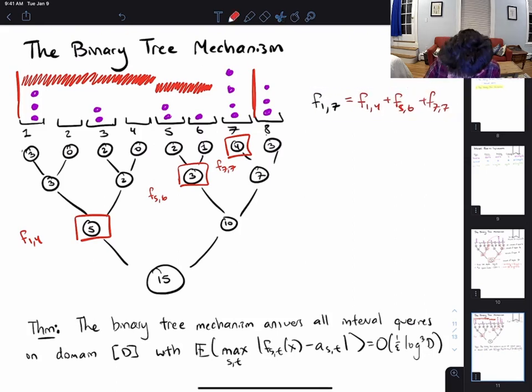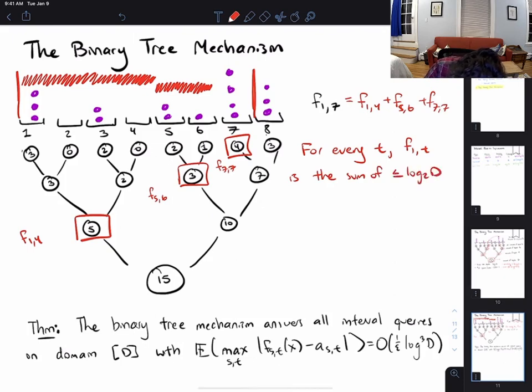All right, more generally, here's a key fact. For every t, f1 through t is the sum of at most log d queries in the tree. So, at most log d queries in the tree. All right, and this is like the key fact.